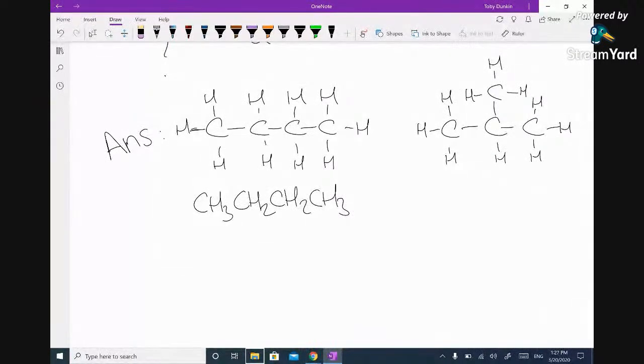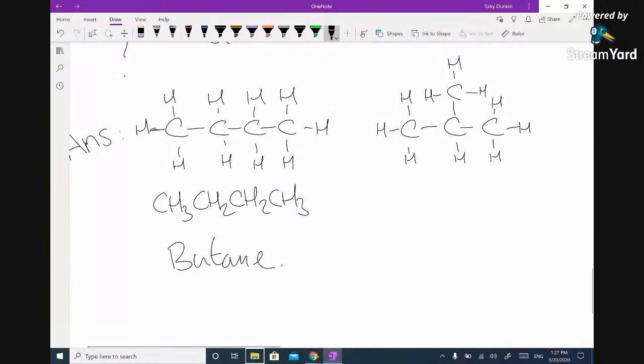Okay, so the two isomers' names. This one is straightforward: butane. I think most people will have that. And this one, of course, is 2-methylpropane.